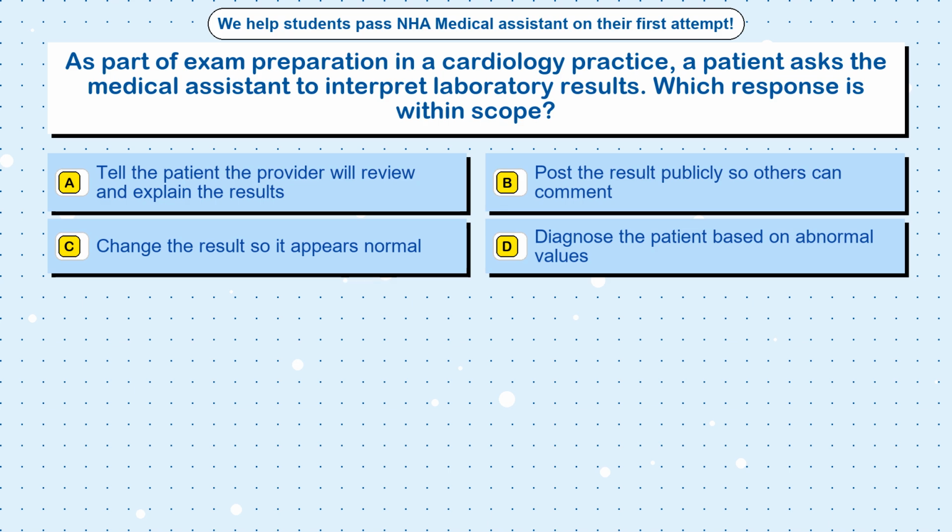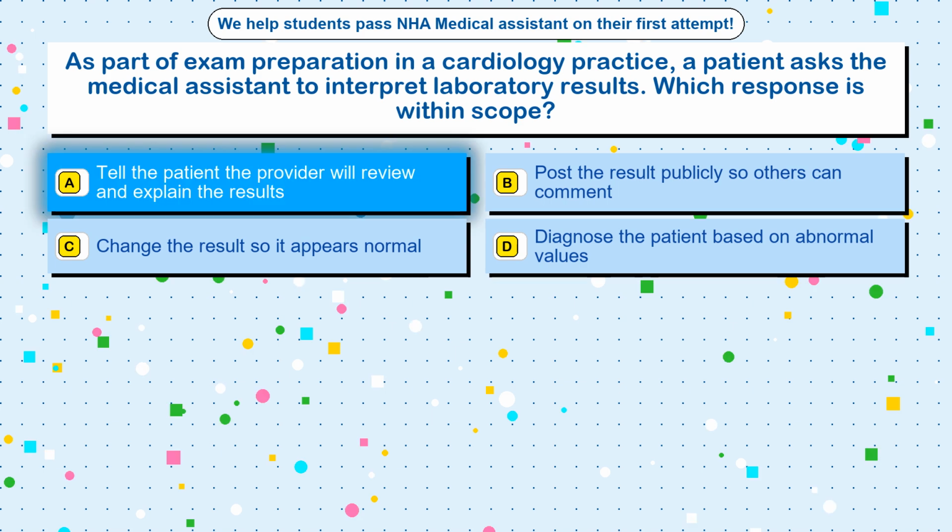Option A. Tell the patient the provider will review and explain the results. Option B. Post the result publicly so others can comment. Option C. Change the results so it appears normal. Option D. Diagnose the patient based on abnormal values. The correct answer is option A. Tell the patient the provider will review and explain the results.